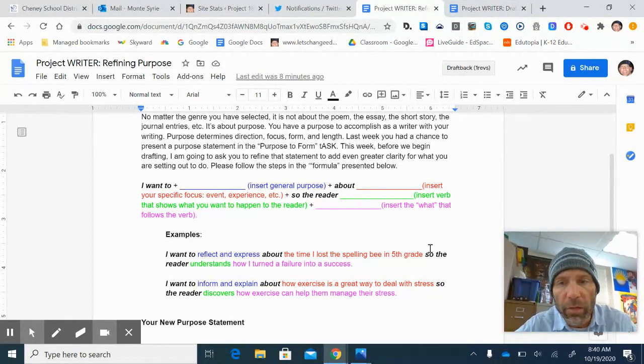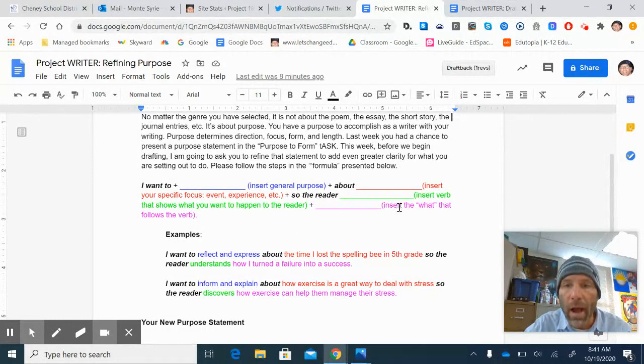So the reader, now this is new. The first part should have been what we did last week. So the reader, all right. So now I really want you to start thinking about purpose, not only what direction I want in my writing, but also what I'm going to do to or for my reader as they're reading. Okay. And so the reader, insert a verb that shows what you want to happen to the reader, understands, discovers. Okay. Whatever you decide to do. So moving on here. I want to reflect and express about the time I lost the spelling bee in 5th grade so the reader understands.